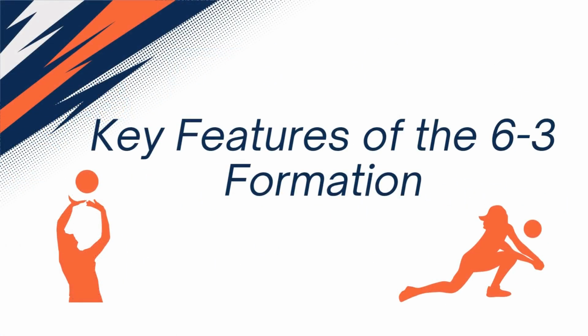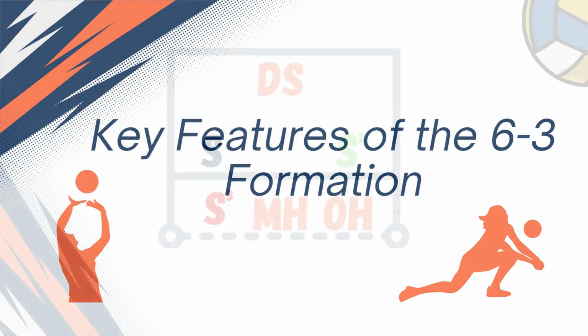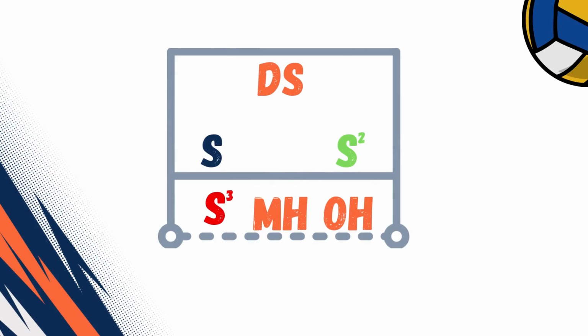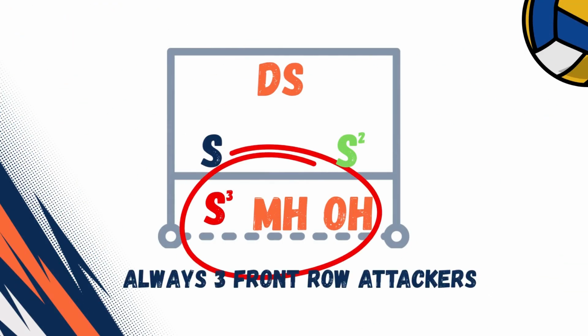So the key features of the 6-3 formation. One of the most distinct features of the 6-3 formation is the 3 attackers in the front row. This gives the team a greater chance of running effective offensive plays because there are always multiple options for attacking the ball. The team has 3 players who can potentially convert sets into successful attacks, allowing for greater offensive pressure on the opposing team.